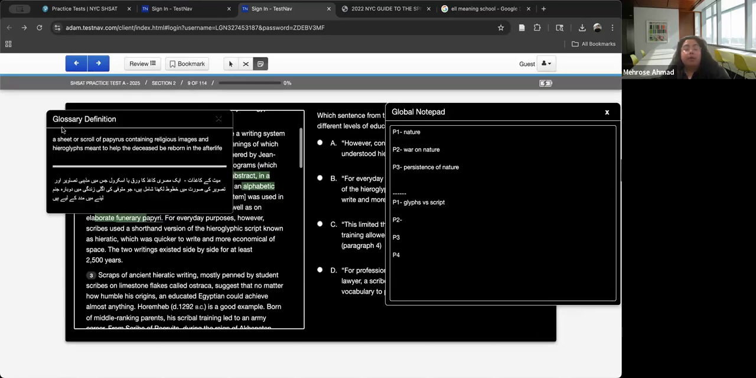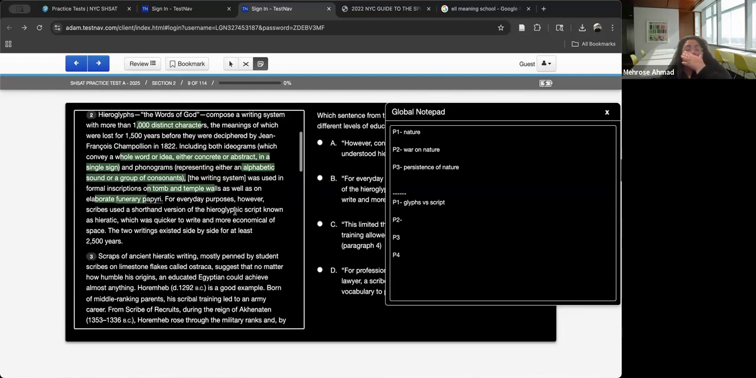I hover over it. What is a funerary papyri? It's a scroll of papyrus with religious images and hieroglyphs meant to help the deceased be reborn in the afterlife. For everyday purposes, however, scribes used a shorthand version of the hieroglyphic script known as hieratic, which was quicker to write and more economical. Two writings existed side by side for at least 2,500 years.